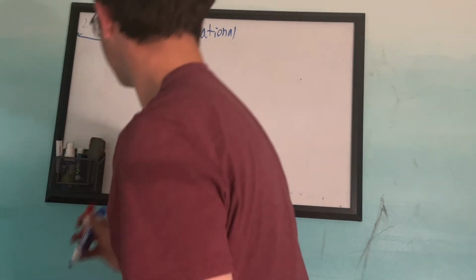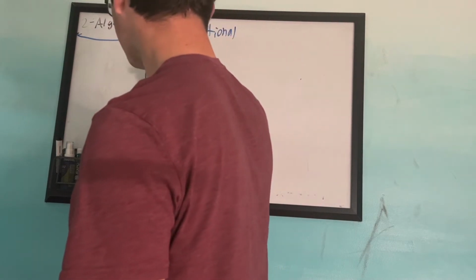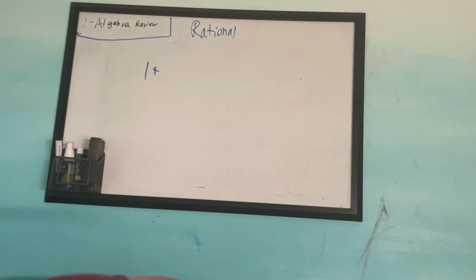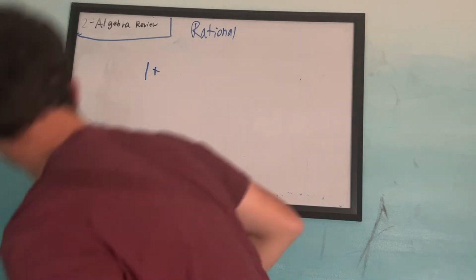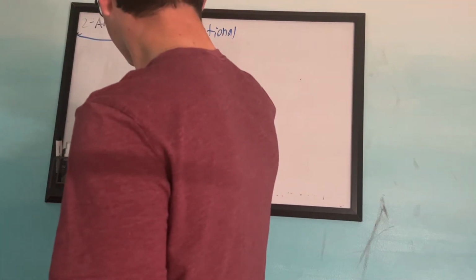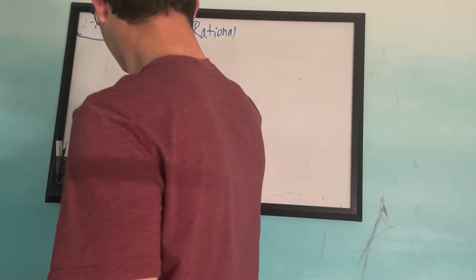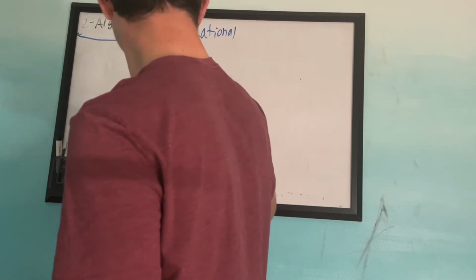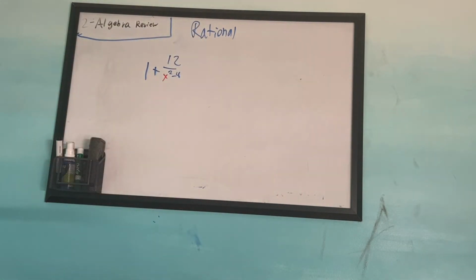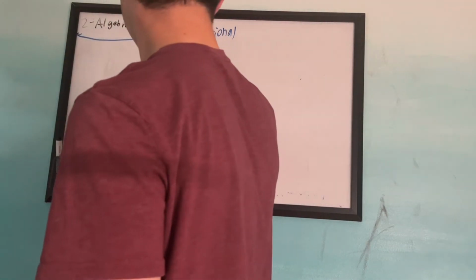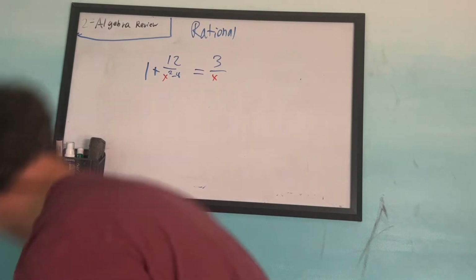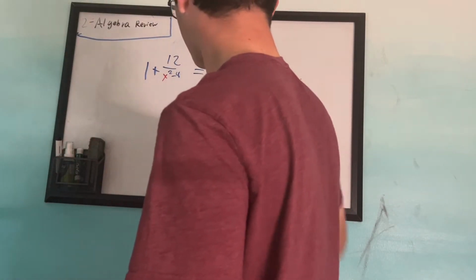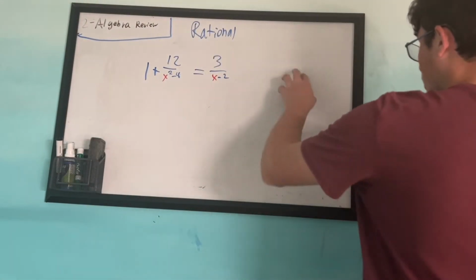Alright, here's a good one. 1 plus 12 over x squared minus 4 equals 3 over x minus 2. And that's minus 2? Yep, minus 2.